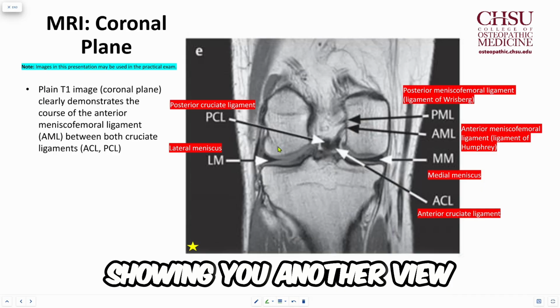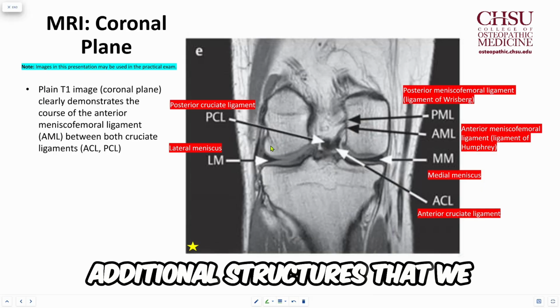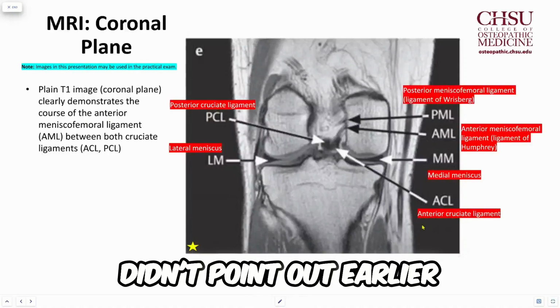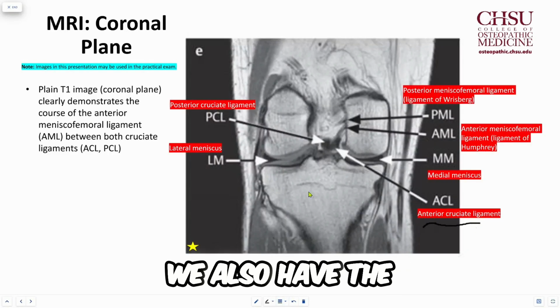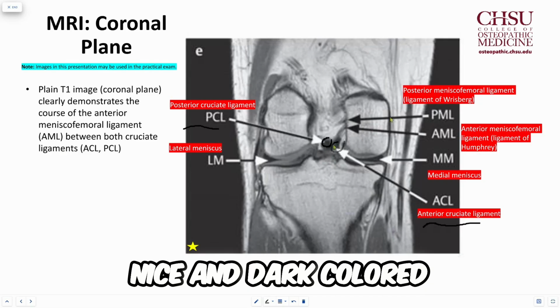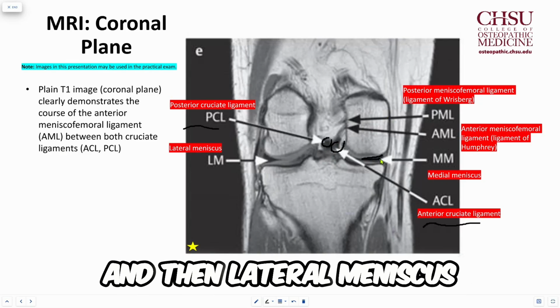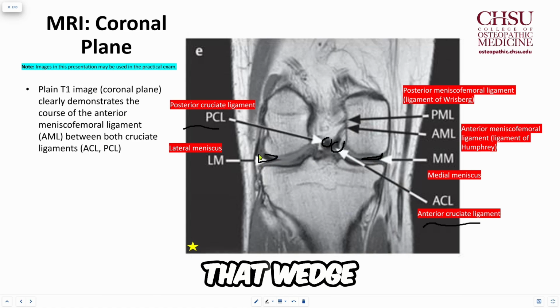So again, showing you another view from the posterior side. So you can see clearly some of the additional structures that we didn't point out earlier. We have the ACL. We also have the PCL shown here. So these ligaments are nice and dark colored. Over here, we also have some smaller structures like the medial meniscus again, MM, lateral meniscus right here, that wedge.